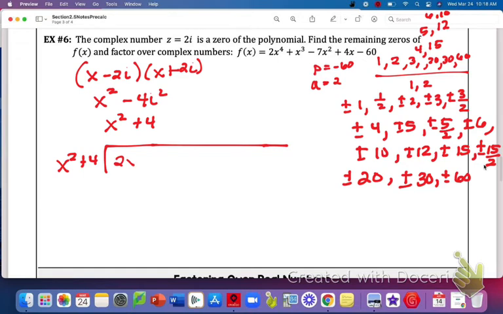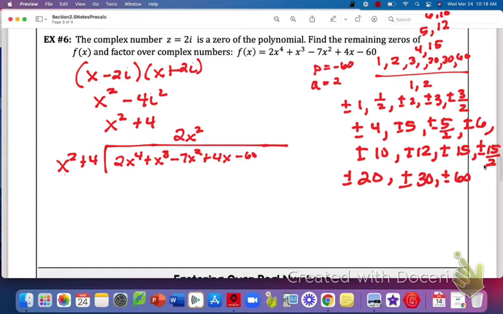Let's see how this works. So 2x to the fourth plus x to the third minus 7x squared plus 4x minus 60. So when I divide 2x to the fourth by x squared, we end up getting 2x squared. And I'm going to put that over top of my x squared term in the dividend.